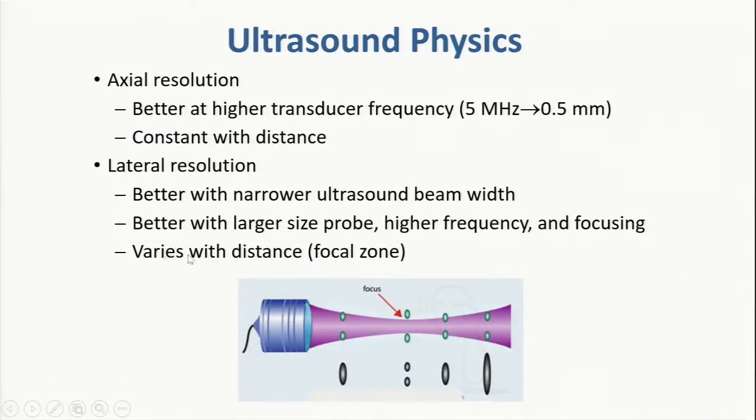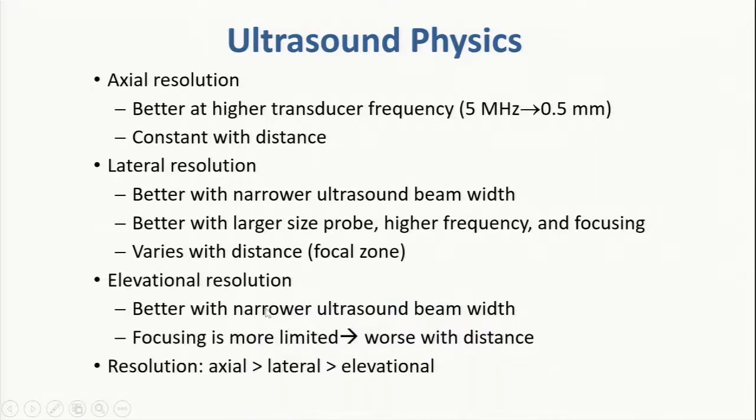So lateral resolution will vary with distance, being best at the focal zone here and getting worse, if you will, proximal and distal to the focal zone. And then finally, elevational resolution. It's also better with a narrow ultrasound beam width. The focusing here is more limited. It tends to be worse with distance.